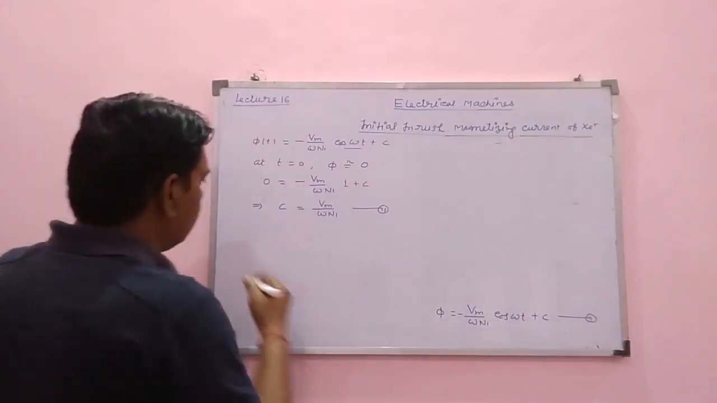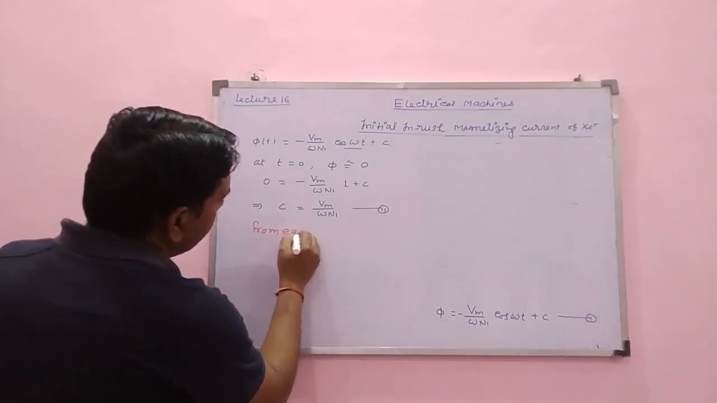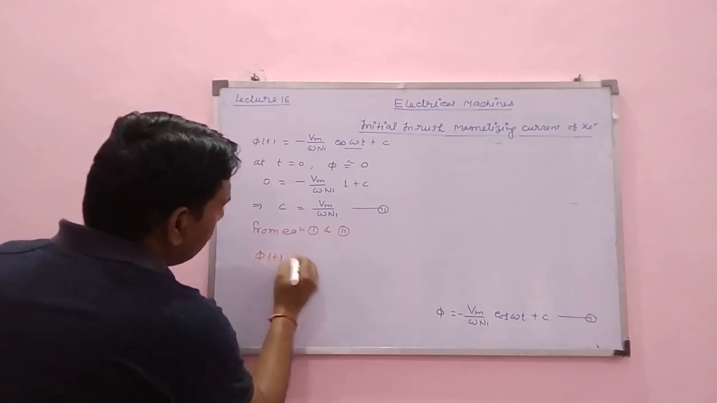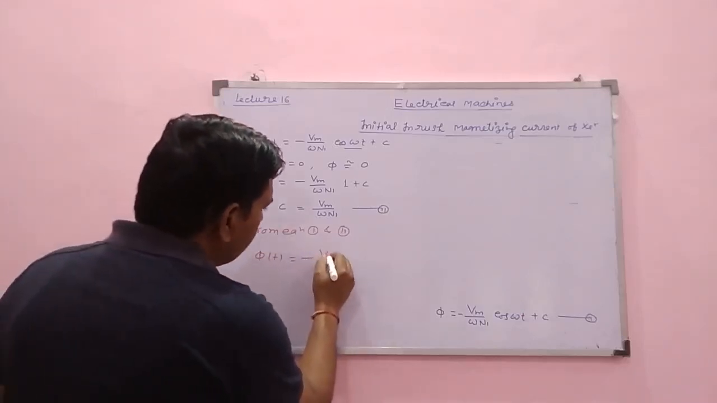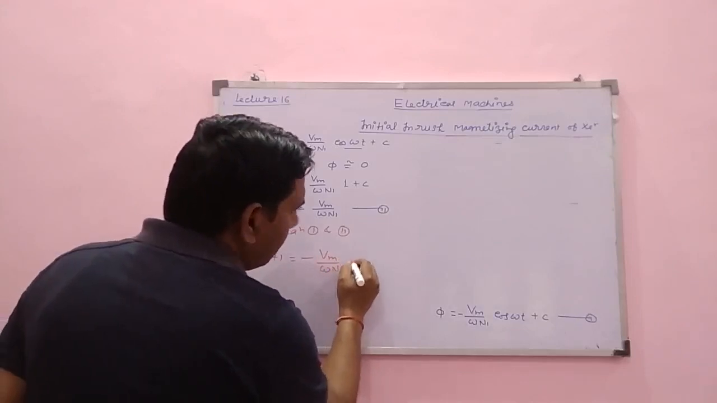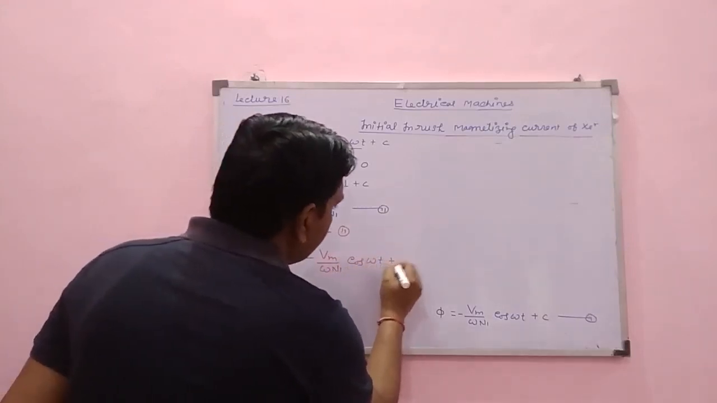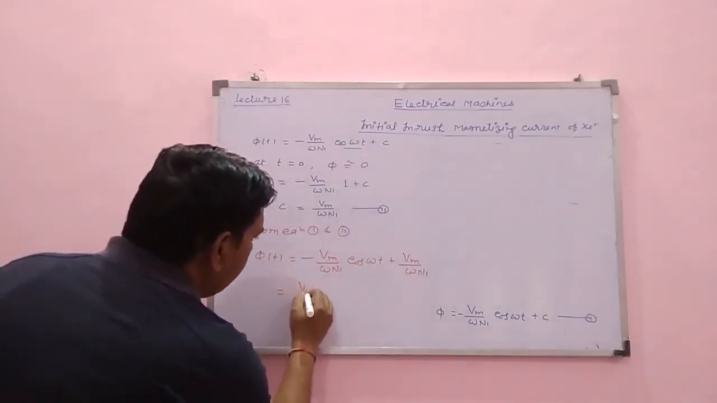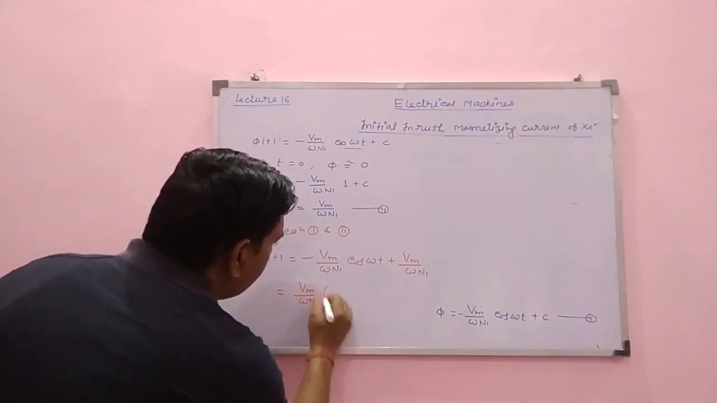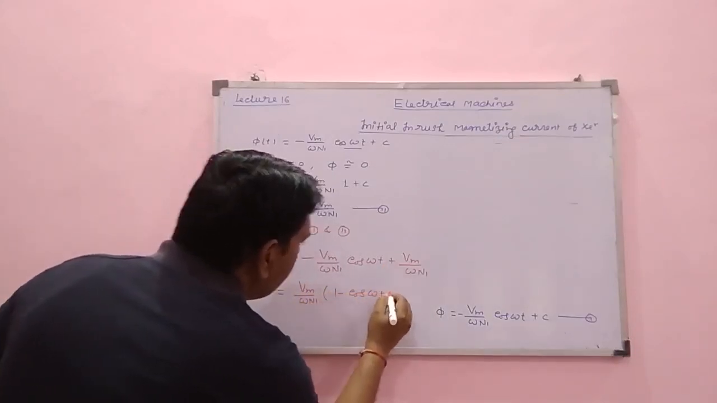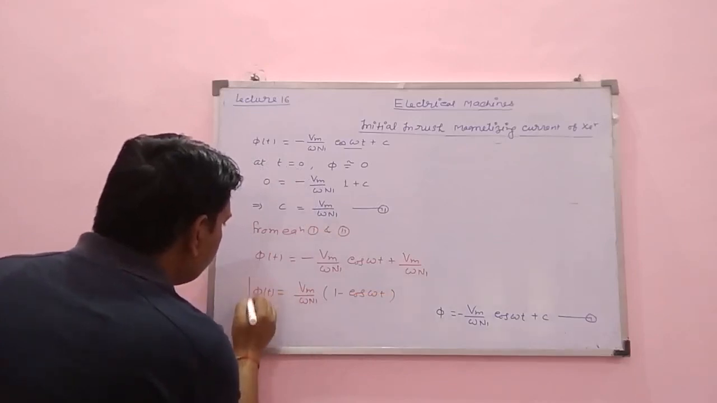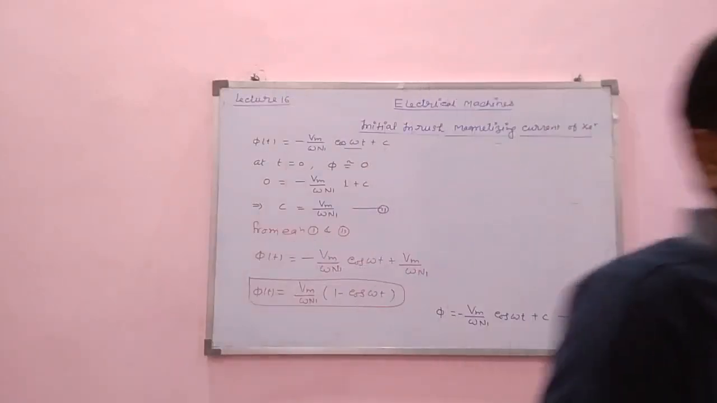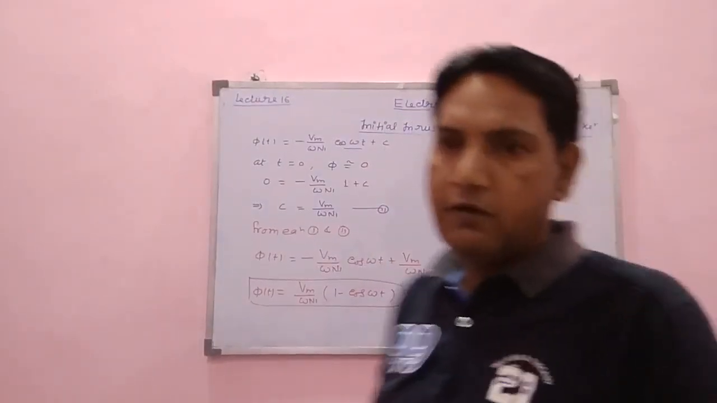So from equation first and second, we will calculate the value of phi t is equal to how much? It is equal to minus Vm upon omega n1 cos omega t plus Vm upon omega n1. So Vm upon omega n1 is common. This is 1 minus cos omega t. It is the value of flux. Means this will be the amount of flux that will flow through the core at the time of starting.